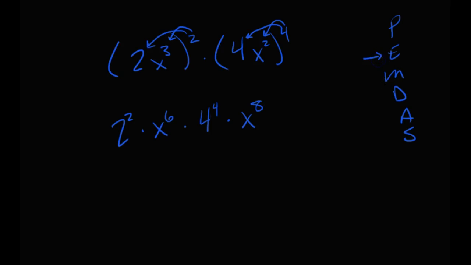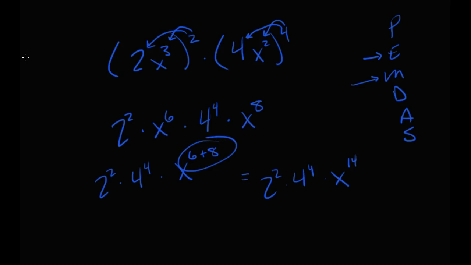So I did exponents. Now all I've got is multiplication. So we're going to multiply and we're going to use the product rule. So we'll do 2 to the second times 4 to the fourth times, and then with the x's, we add their powers. So 2 to the second times 4 to the fourth times x to the 14th power. And then, of course, you can crank these out in your calculator, but the powers get added, okay?